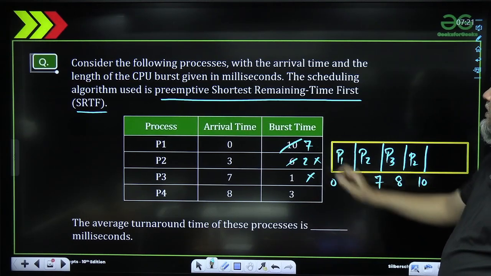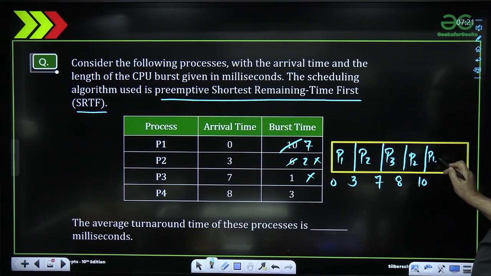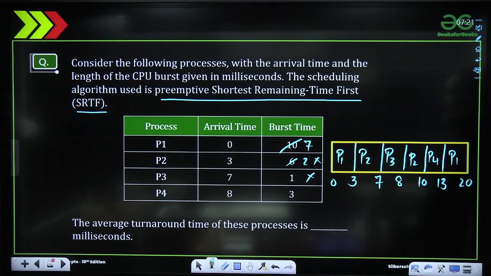P4. P4 is 3 and 7. So P4 needs 3 units of time. It is going to run till time 13 and complete. And lastly, P1 has a balance of 7. So at 20 it completes. That's it.